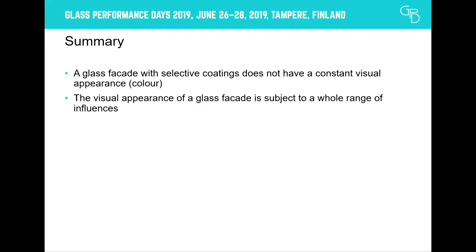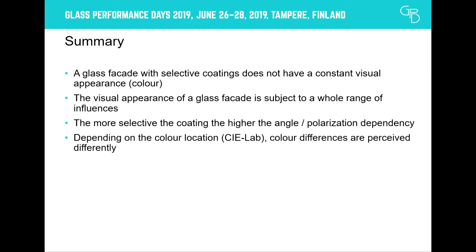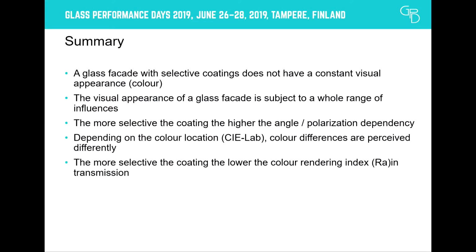The background, everything around it has a huge influence. Selective coatings are sensitive on the polarization level of the light. And depending on where it is within the color space, we see more differences or less. And what we recognized as well, the triple silver coatings have a slightly lower color rendering index in general.